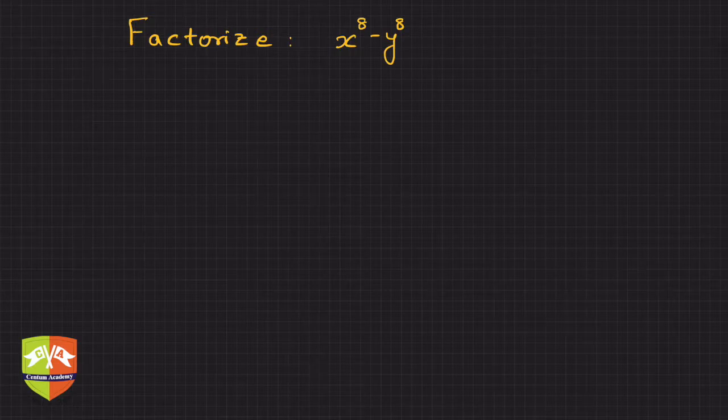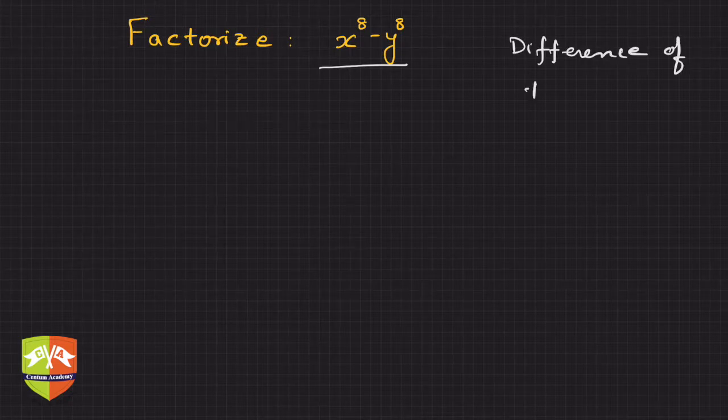And in this session, we are going to discuss problems like factorize x to the power 8 minus y to the power 8. And this could be categorized as factorization based on difference of two squares. So the thing to be remembered is difference of two squares. Whenever you see such problems, this particular methodology could be adopted.